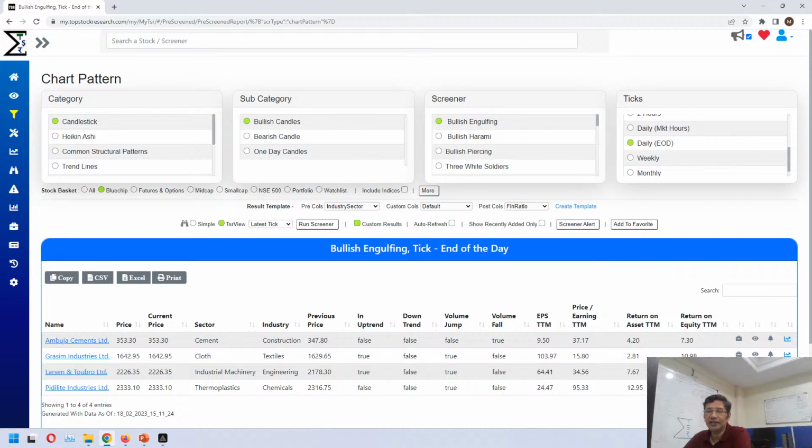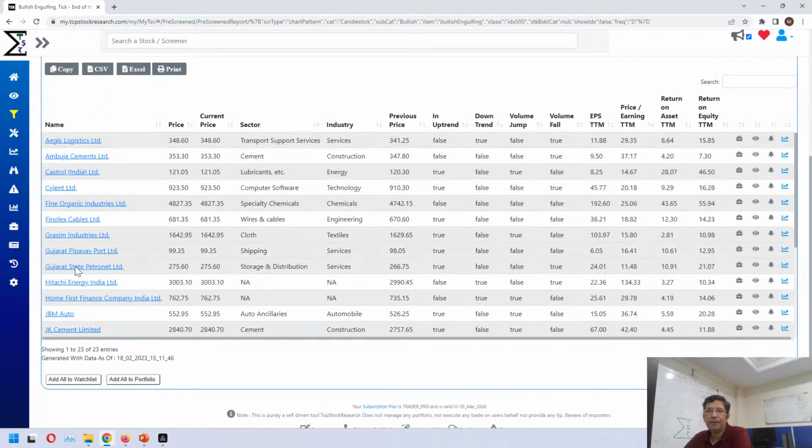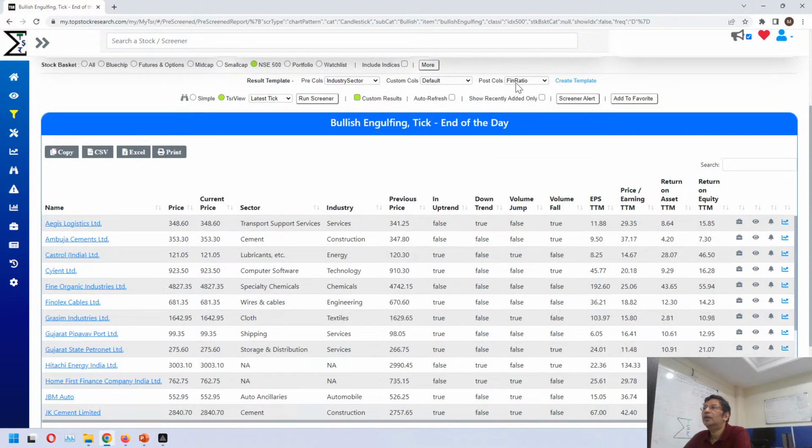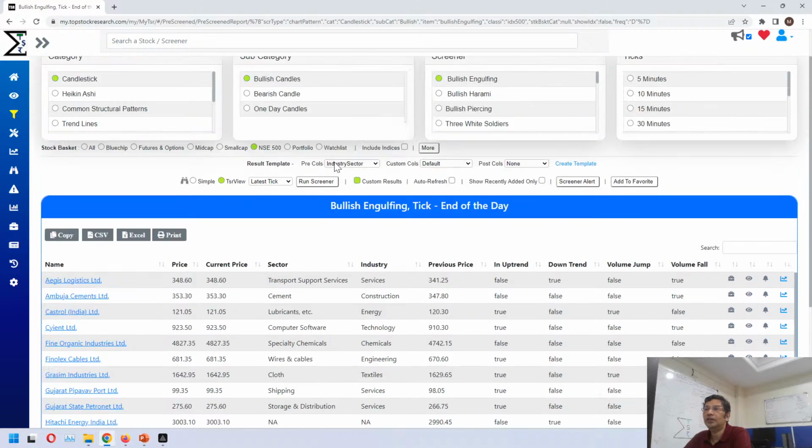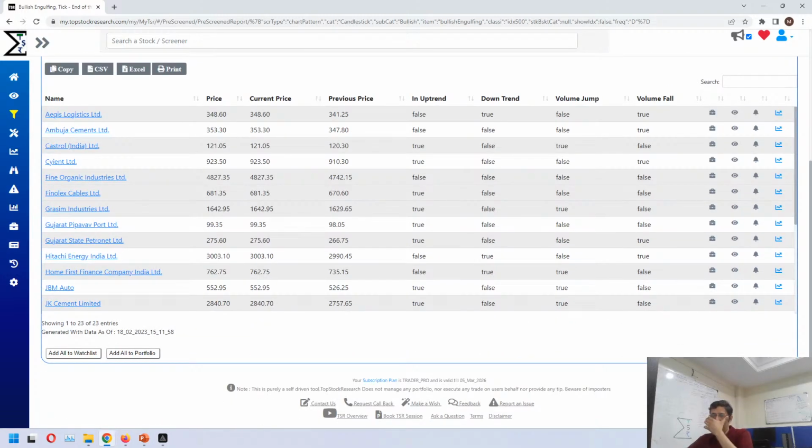Let's look at these candles. These four patterns are formed in blue chip. Let's increase the scope to maybe NSE 500. So these are pre-built screeners available for you. Maybe I'll just keep it simple so that we see only a limited set of information rather than a lot of information.